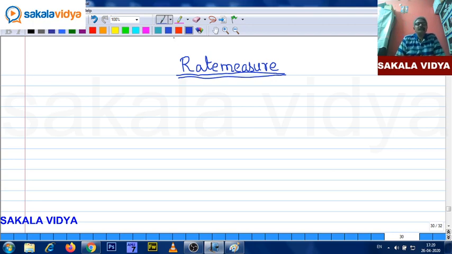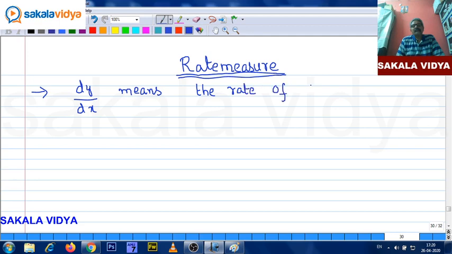So, rate measure. In rate measure, we already discussed dy by dx. This is the derivative of y with respect to x. Dy by dx means the rate of change of y with respect to x. This is the actual meaning of dy by dx. Rate of change and rate measure are both the same.